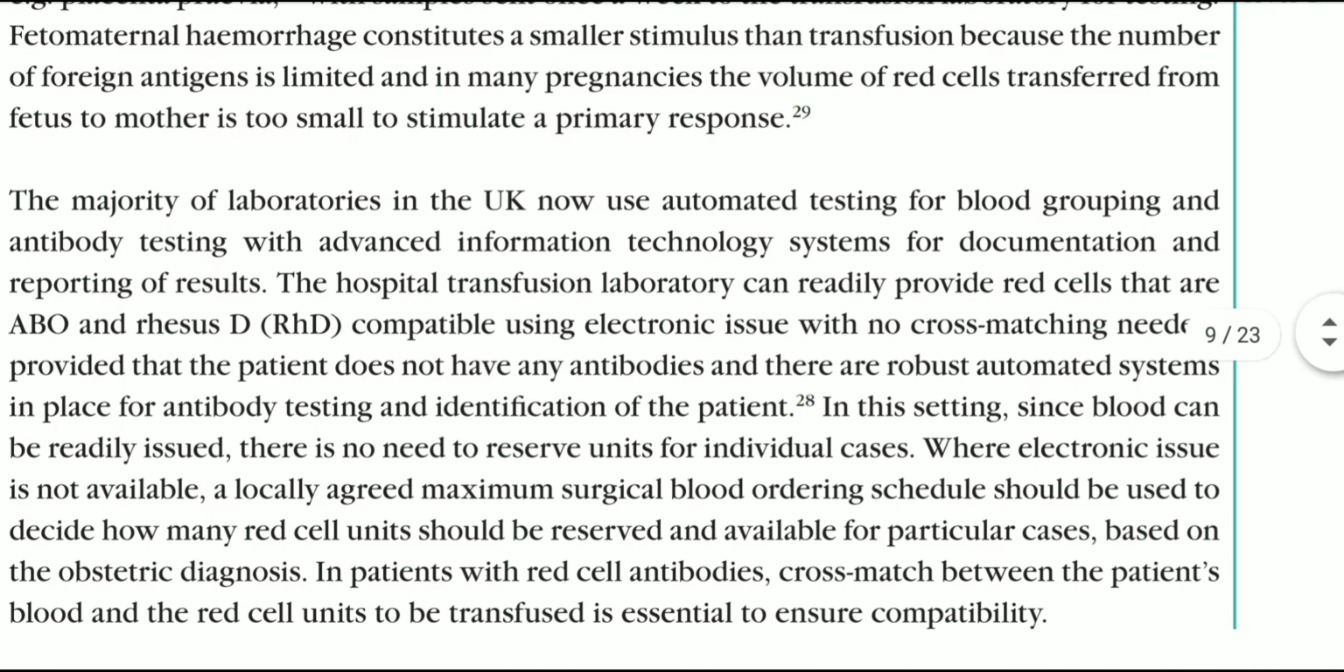The majority of laboratories in the UK now use automated testing for blood grouping and antibody testing with advanced information technology systems for documentation and reporting of the results. Okay, and the hospital transfusion laboratory can readily provide red cells that are ABO and RhD compatible using electronic issue with no cross matching needed, provided that the patient does not have any antibodies and there are robust automated systems in place for antibody testing and identification of the patient. In this setting, since the blood can be readily issued, there is no need to reserve units for individual cases.